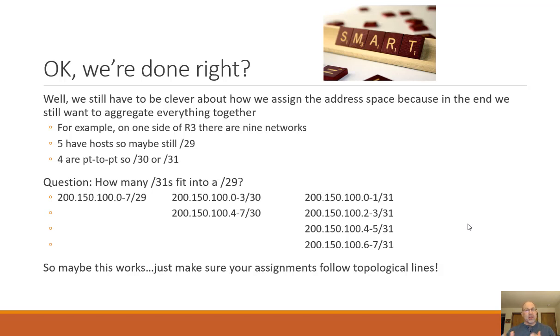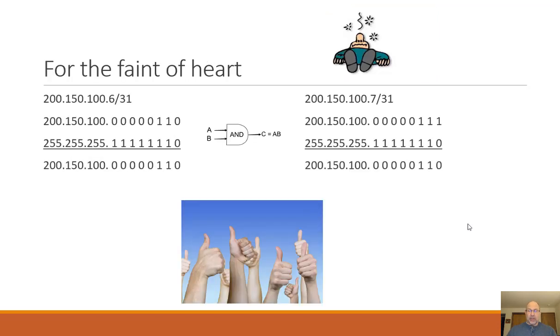So we could be clever about how we assign networks downstream and maybe figure out ways to even aggregate /31s together so that we don't have multiple routing table entries. All right, so if your head is spinning right now and you want to go through an example, let's go ahead and do it. So let's see how this works.